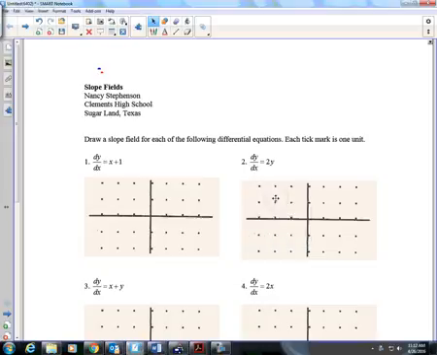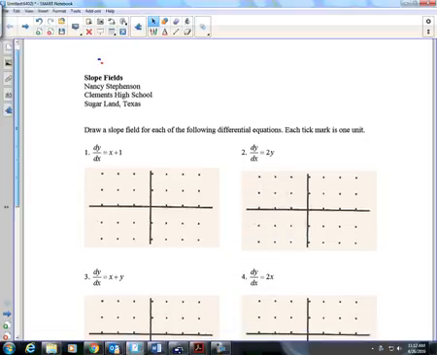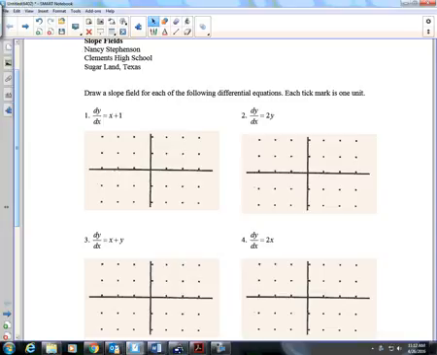So the most basic type of slope field problem or differential equations problem that you're going to get on the AP exam is to determine the slope field. They'll actually give you a graph provided, and you're going to have to sketch the slope field.